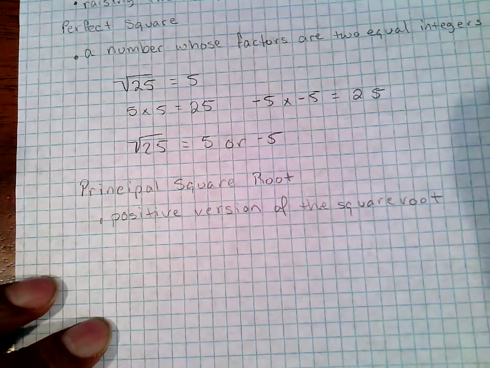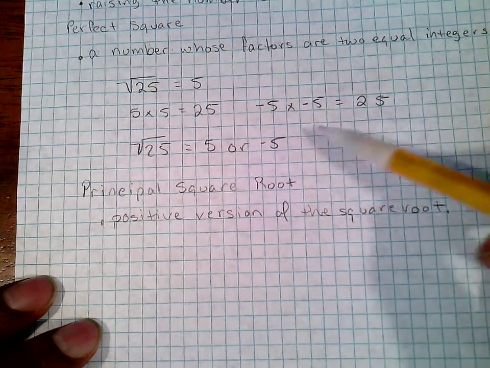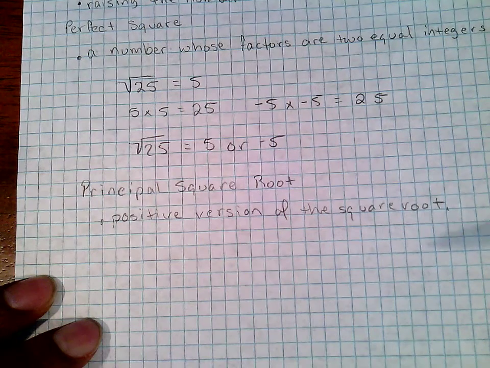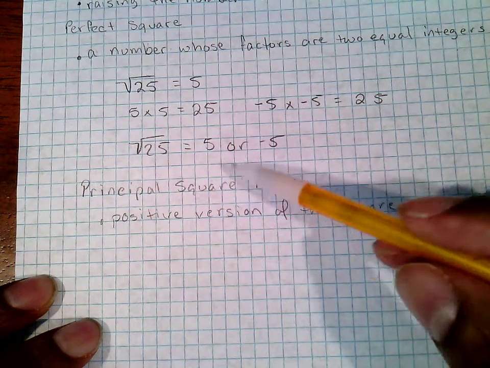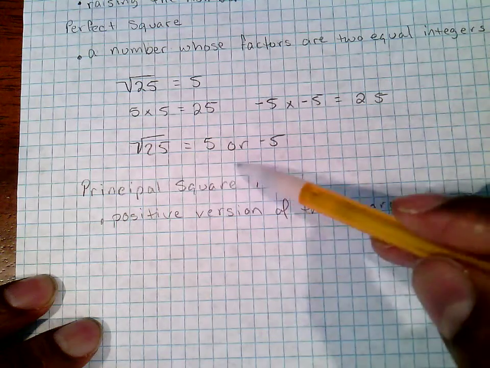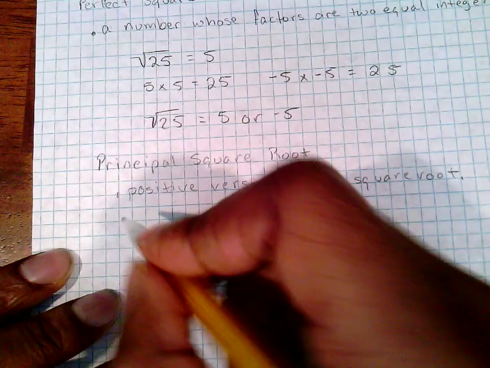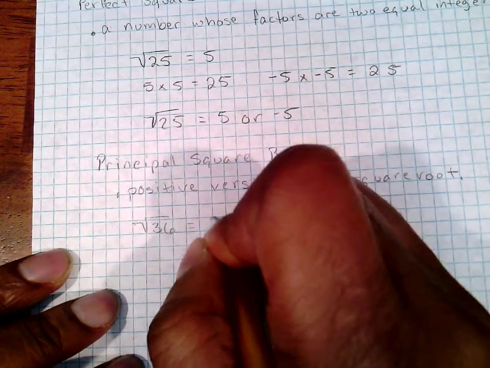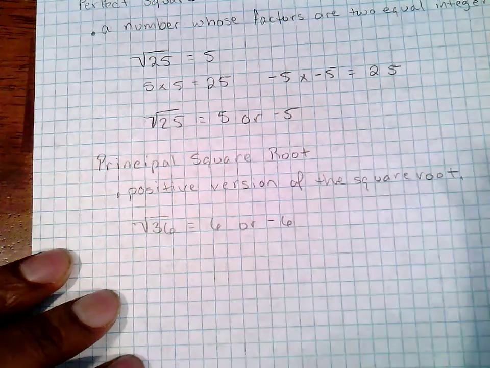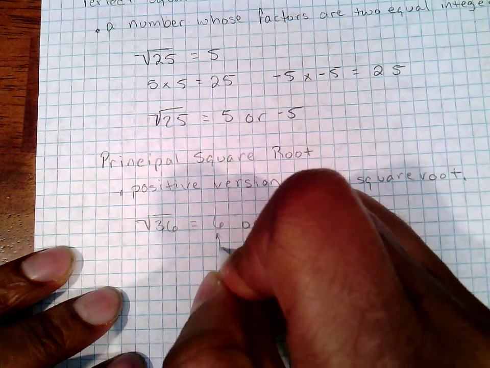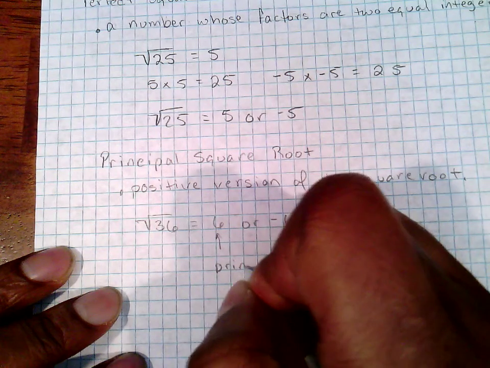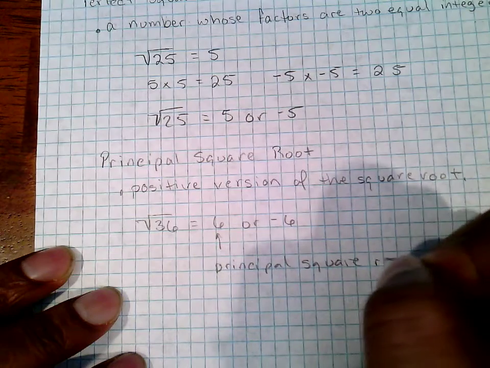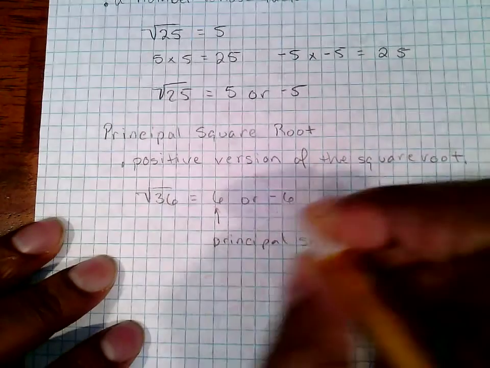So, in short, we can have, if possible, two possible answers for the square root of a number. In the square root of 25, we have 5 or negative 5. Also, in the square root of 36, we can have 6 or negative 6, while our principal square root is 6. All right, so our principal square root is 6.